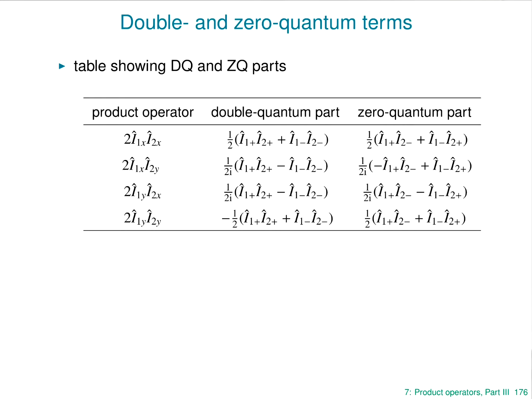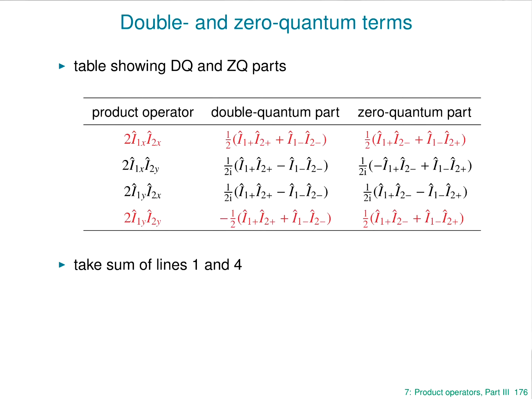And in fact, if you do the same calculation for I1y, I2y, and for I1x, I2y, and for I1y, I2x, all the possible ones, you'll find that they're all a mixture of double and 0 quantum. And this table shows you those. So if you look at the first line, now highlighted in red, it's a mixture of a double quantum part, the I1 plus, I2 plus and I1 minus, I2 minus, and the 0 quantum part, I1 plus, I2 minus and I1 minus, I2 plus. Now what we're going to find fairly soon is we'll sometimes want to talk about the double quantum part only. And the trouble is that 2I1x, I2x is a mixture of double and 0 quantum.